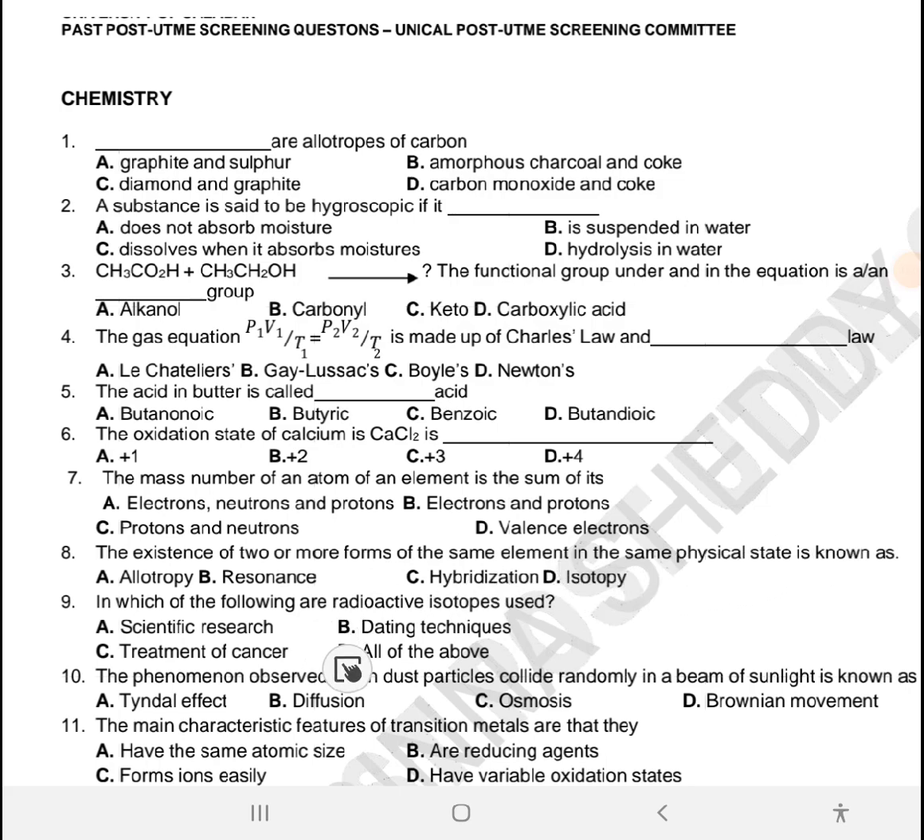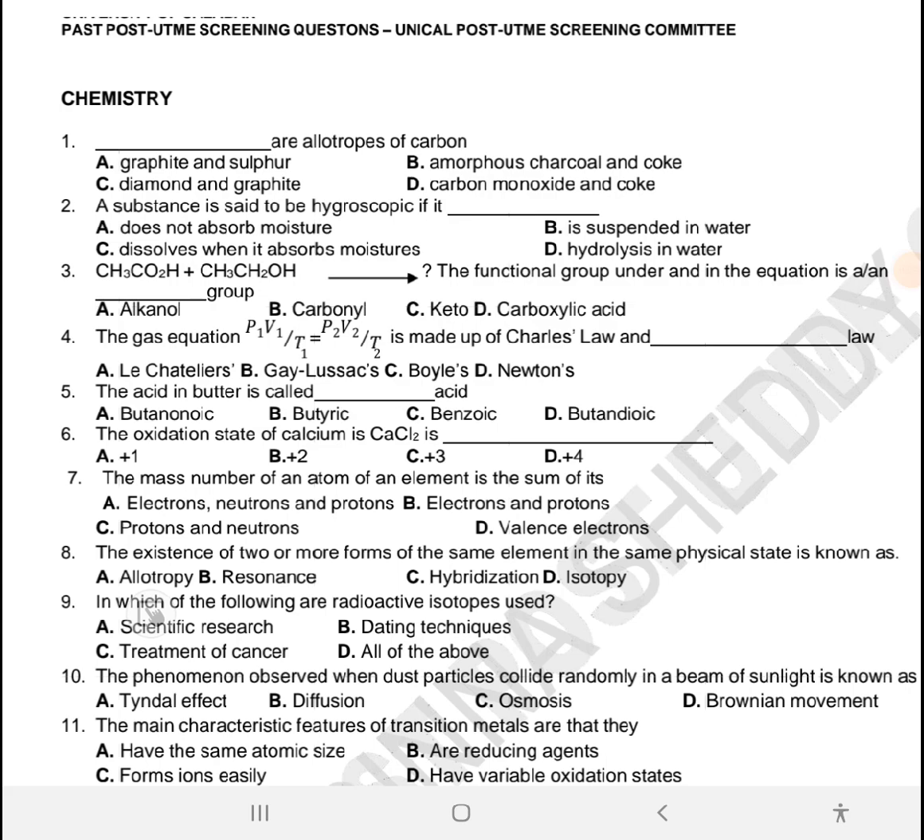is known as allotropy. Allotropy. Number 8 is option A. So allotropy is when you have the same element like carbon. You see it in charcoal. If you've ever seen coal, coal is like charcoal, but it is much heavier and darker. So if you've seen coal, it is carbon.